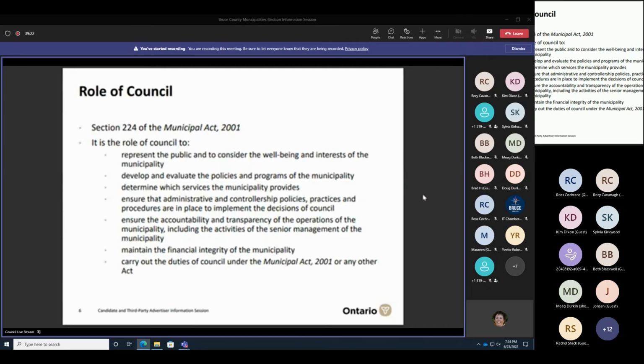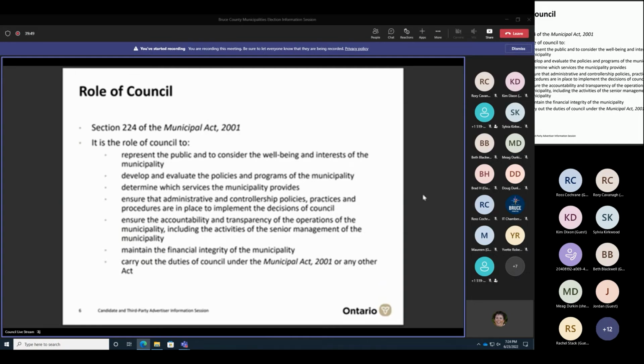The role of council. It is the role of council to represent the public and to consider the well-being and interests of the municipality, develop and evaluate the policies and programs of the municipality, determine which services the municipality provides, ensure the administrative and controllership policies, practices, and procedures are in place to implement the decisions of council.